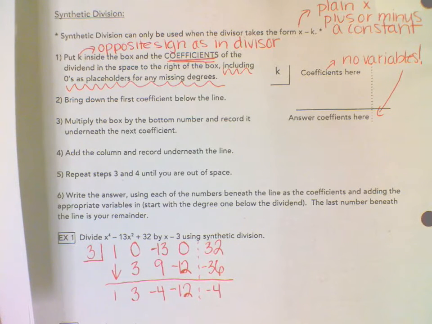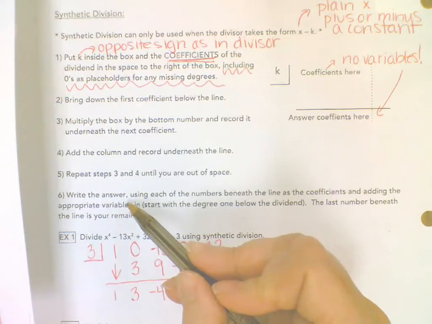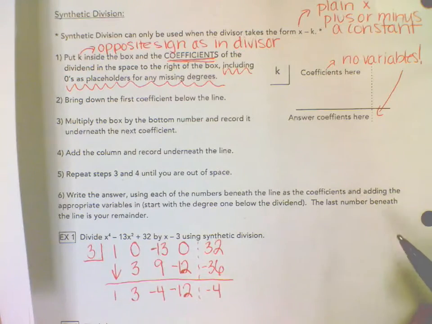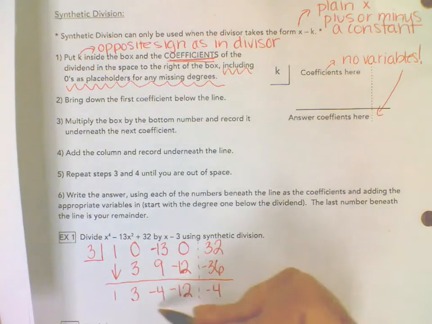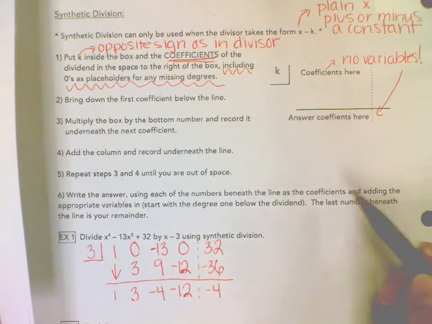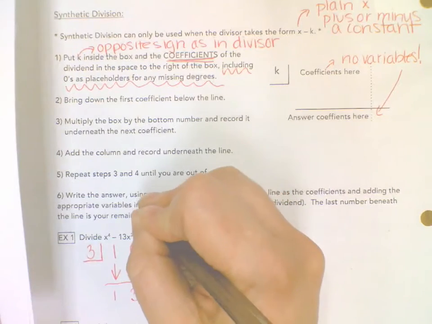Unlike on the previous example of long division, when we got done with that, we were just done. This is work, but it is not an answer. I don't have any variables in here. So it says in step 6, write the answer using each of the numbers below the line, so everything down here is part of my answer, as the coefficients and adding in the appropriate variables.